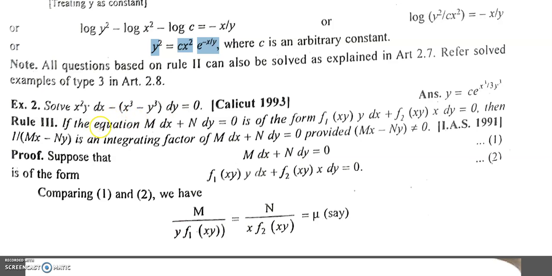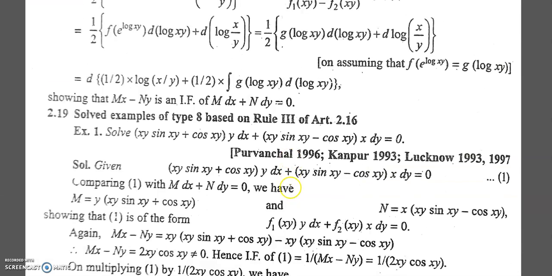Next rule is that suppose M dx plus N dy equal to 0 is of the form, okay, some function of xy into y dx, we can separate the y only, and some function of xy plus x dy, right, equal to 0. That means dx with y and dy with x, okay. This we can separate, and any function of xy, right. Then 1 by Mx minus Ny will be an integrating factor of M dx plus N dy equal to 0, provided Mx minus Ny not equal to 0, right? So just do this problem.